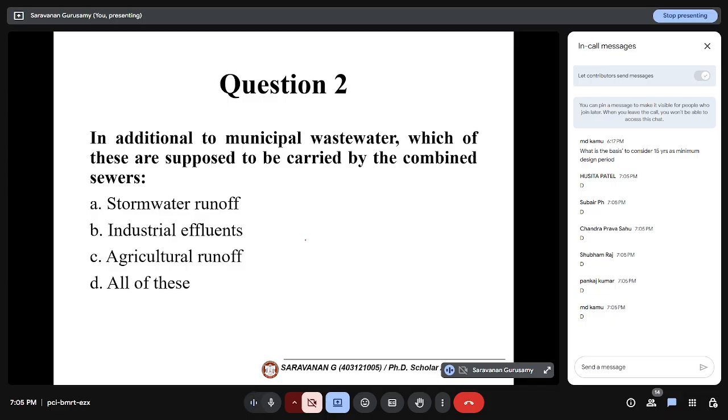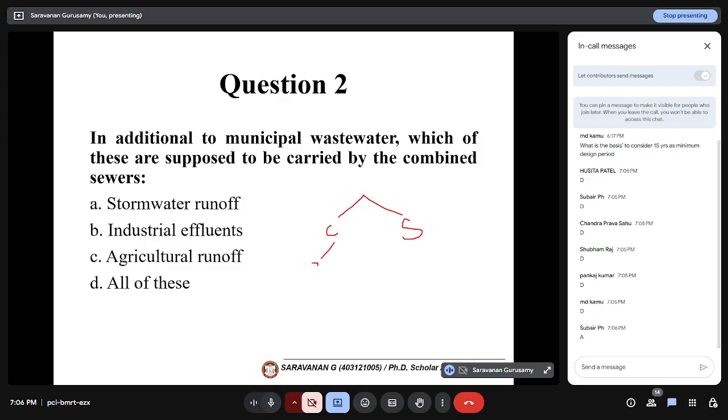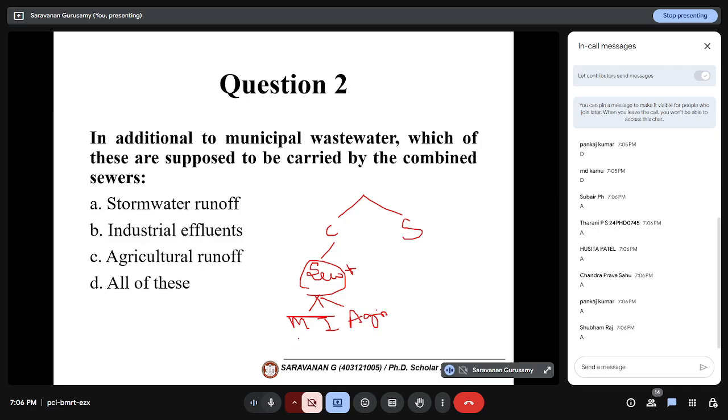In addition to municipal wastewater, which of these is supposed to be carried by combined sewers? We have two systems of sewers, one is combined and another is separate. In combined, along with the sewage, what is the other thing that is taken care of? Sewage already covers three things: municipal, industrial, agricultural. Municipal covers household, commercial, institutional. So what is the one else? Stormwater. Stormwater taken care of along with the sewage is called a combined sewer. If both are handled separately, it is called a separate sewer.